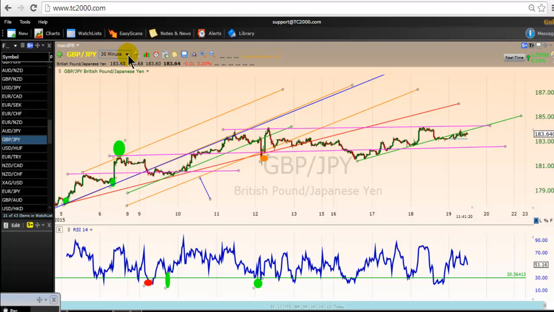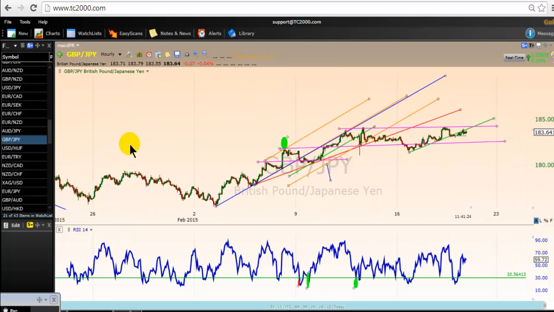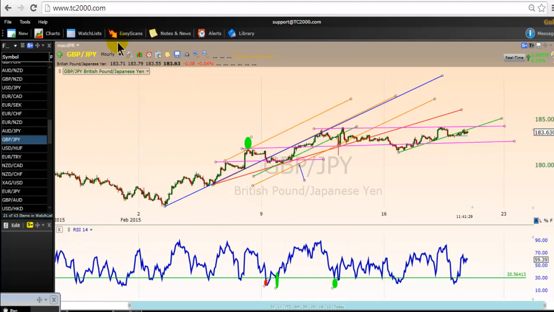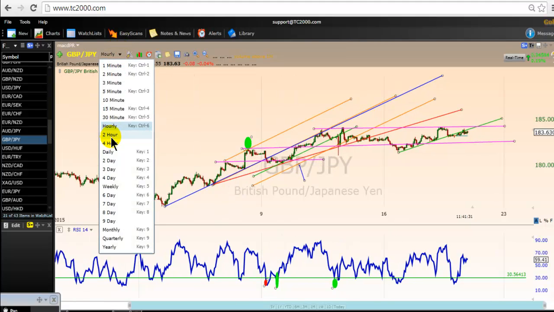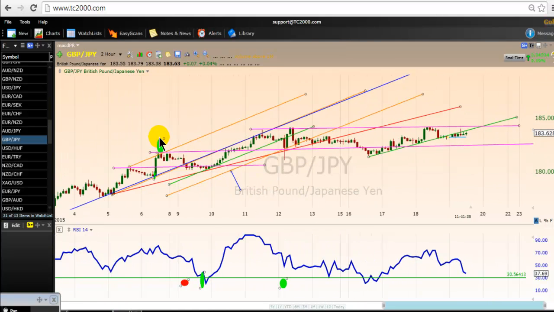So let's go now to the 2-hour chart to see whether the setup that we have seen on the 30-minute chart makes sense or not, according to the higher time frame. So I'm going to the 2-hour chart, not the hourly chart. Very fast, because these are short videos and I don't want to repeat myself. So I'm on the 2-hour chart now.